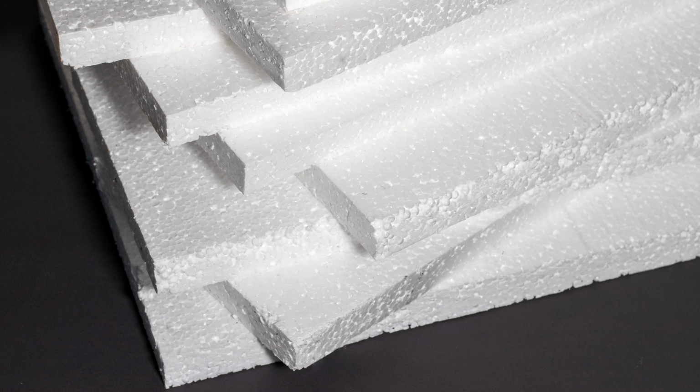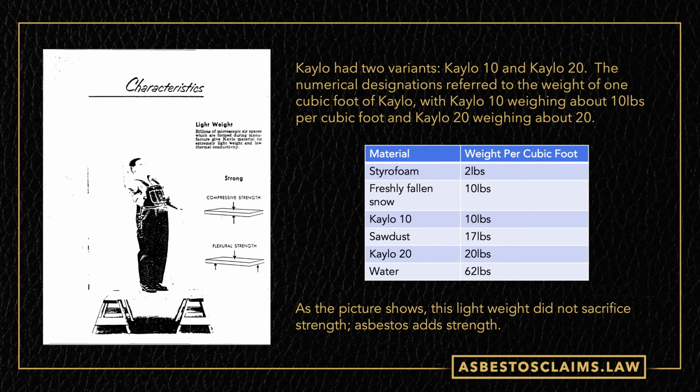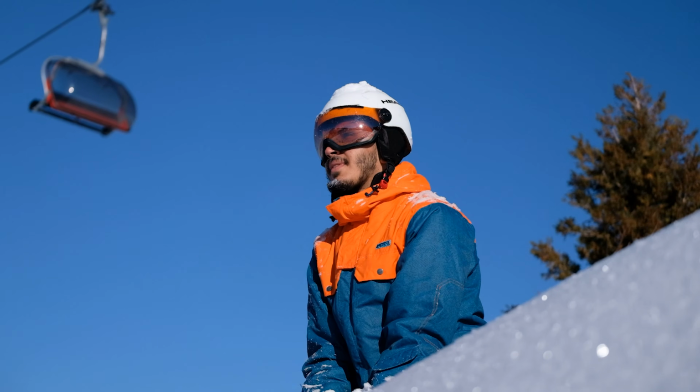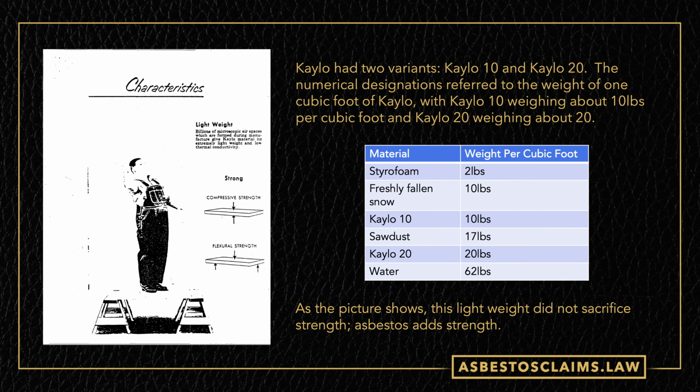You've got to understand how light this is in comparison with other materials to really get why they used asbestos so much. A cubic foot of styrofoam weighs 2 pounds, nothing. Freshly fallen snow. Now, I went to law school in Michigan and I was exposed to a lot of snow, so I understand, wow, a cubic foot of snow, that really doesn't weigh that much. But if you weren't around snow, let me give you another example. Sawdust. We've all held some sawdust. A cubic foot of sawdust weighs 17 pounds, but a cubic foot of Kaylo 10 only weighs 10 pounds.